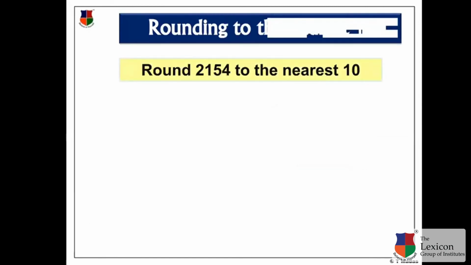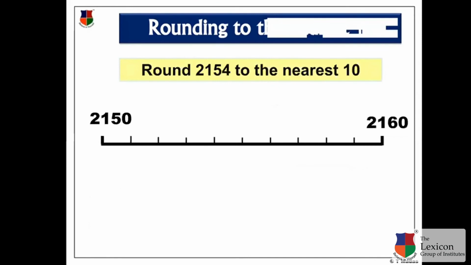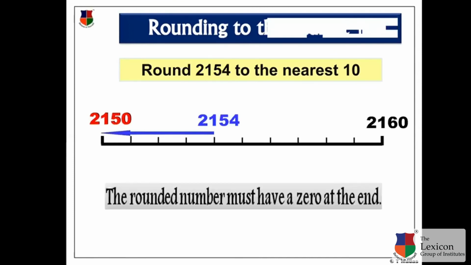Look at this number, round off 2154 to the nearest 10. The rules are again the same, correct? Now arrange where it will come, like 2154. Okay, so I have written now 2154. If the number is ending with 4, then you have to round it down, correct? So this number will be rounded off to 2150. And it has 0 at the end. Yes, then my rounding off is correct.